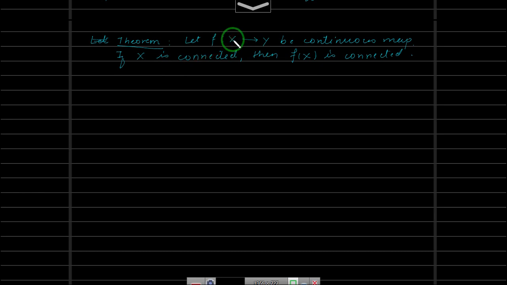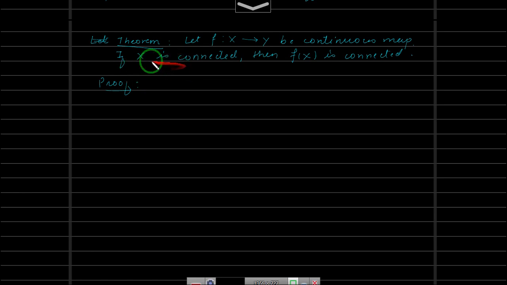So we know that X is connected. We have to show that f(X) is connected. As I said in the previous proof, showing something is connected is somewhat trickier than showing something is not connected. To show that it is not connected, you just have to give a separation. But to show that something is connected, you need to show that there does not exist any separation. That is the difference between these two.